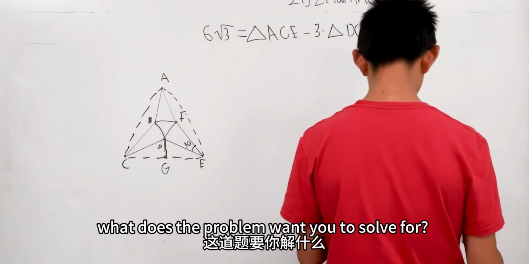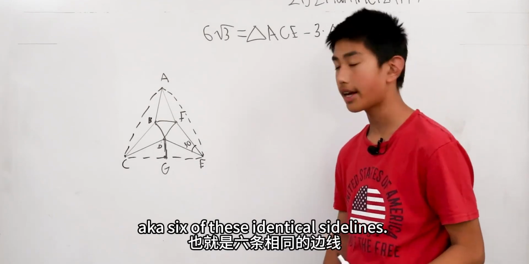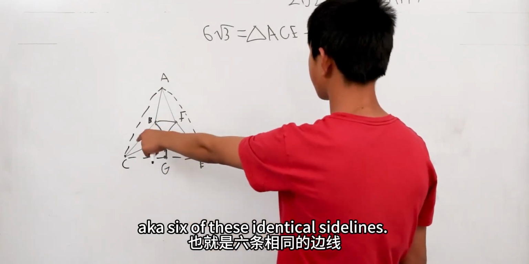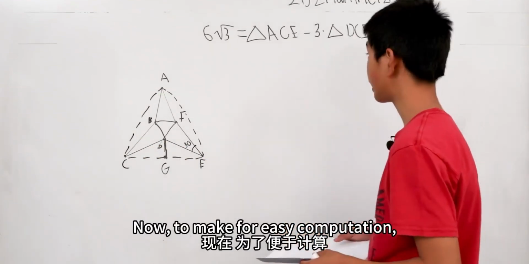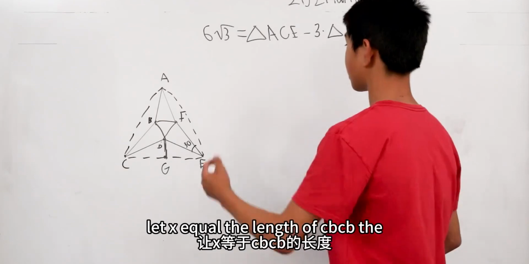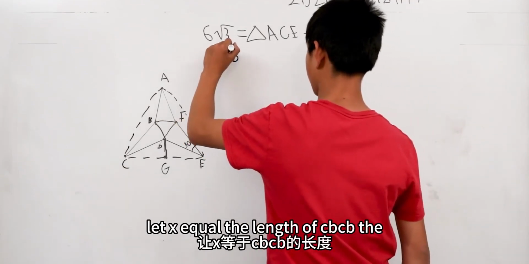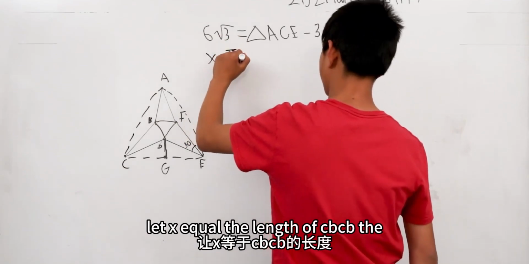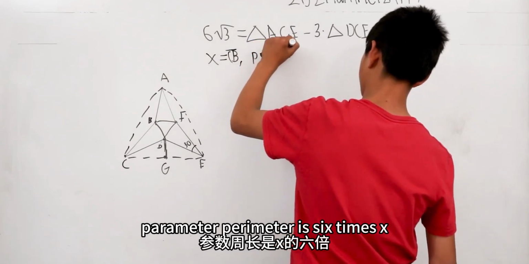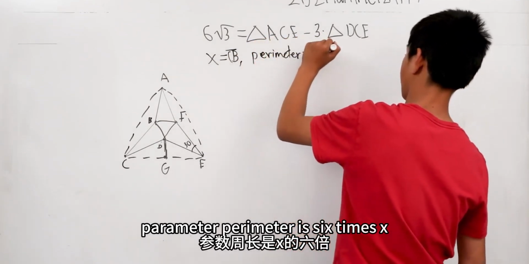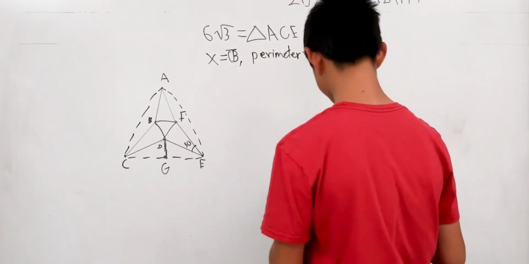Now, what does the problem want you to solve for? You want to solve for the perimeter of the hexagon, aka 6 of these identical side lengths. Now, to make for easy computation, let's let x equal the length of CB. So the perimeter is 6 times x. We want to find x in this scenario.